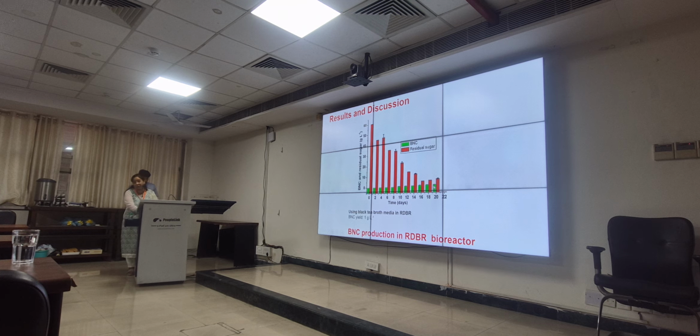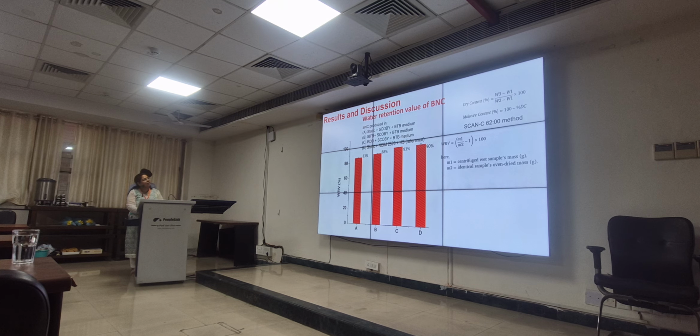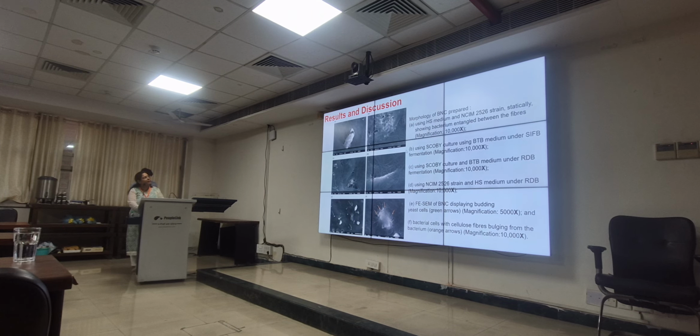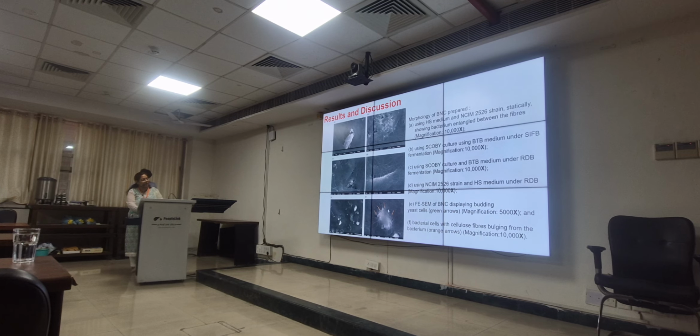Here we got a negative result because the SCOBY culture did not support cellulose synthesis in RDBR, maybe due to the rotation of the disc. So these are the water retention results of the BNC formed under different conditions. It is around 90%, highest in RDBR, and it ranges from 83 to 93%. This is the SEM image, where you can see the protofibers coming out of the cell.